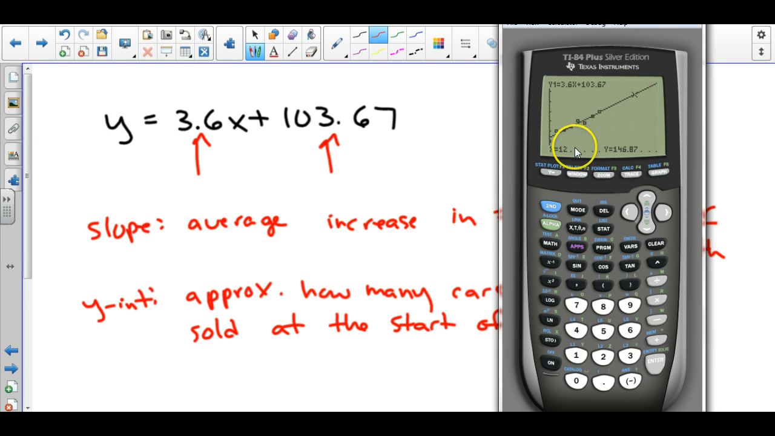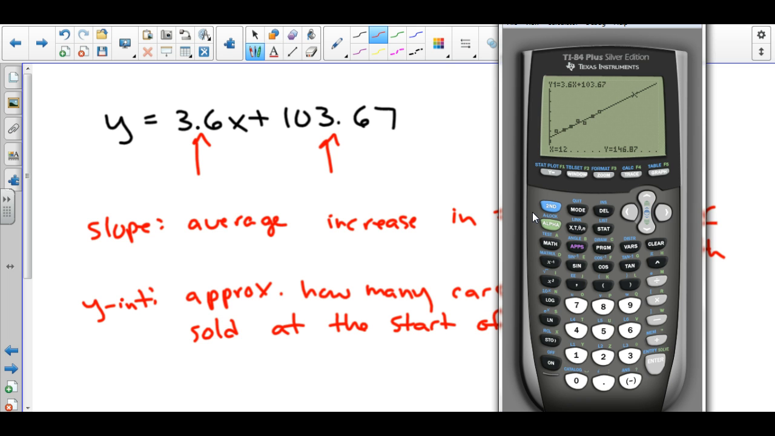So my X value represented, again, your month, and the Y value was the sales. So my prediction, I would say in a complete sentence, is that in April of the following year, they would make 146 to 147 sales.